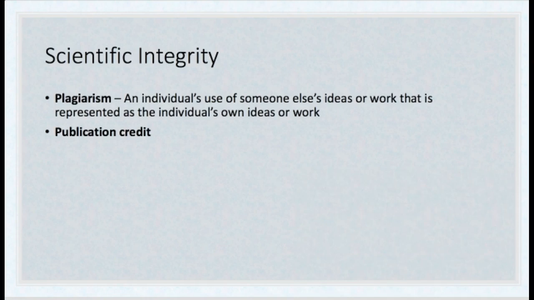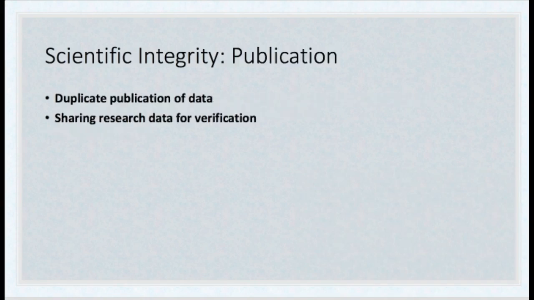credit, where people who make substantial contributions to your work are recognized as authors of that work and given recognition. With publication, we don't want to duplicate the publication of data, meaning the same work should never be published twice without identifying what is being republished and why, so we don't want to create confusion in the field. And then sharing research for verification. Researchers are expected to share their data upon request from others for purposes of inspection, reanalysis, and replication to make sure you found what you really found.